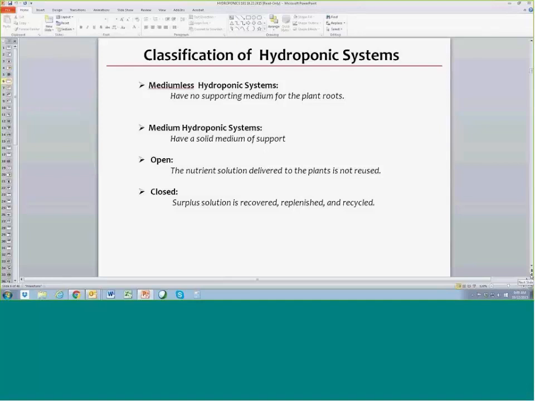Then, in terms of the management of the nutrient solution, water and nutrients, we have two systems. One is the open system, and basically the nutrient solution is delivered through the system to the plants, but it's not being reused. Contrary to that, in the closed system, once the nutrient solution goes to the plants, it goes into a container, and then this is again recycled to the plants, and that is continuously done, with automatic or manual replenishment, depending on the level of the nutrient solution in the tanks. Next.